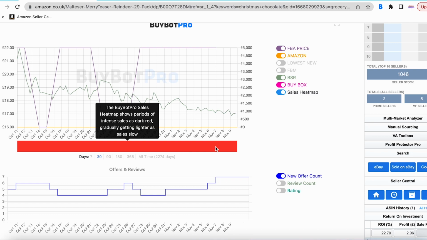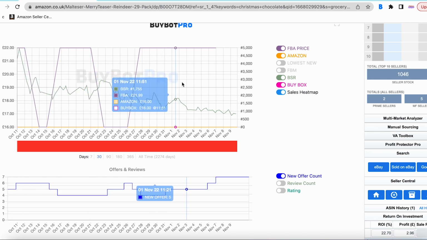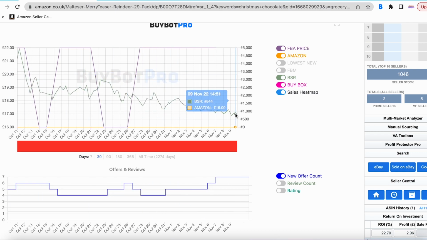So what this tells us is right now there are a lot of sales happening. Now if we take a look at the BSR just here, so the 11th of October, so about a month ago, the BSR is sitting at 4,845, which is still pretty good. But if we fast forward all the way to today, this has gone down to 844, so definitely a really good seller. Sales are definitely picking up.